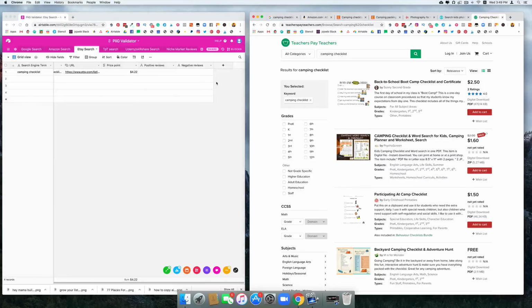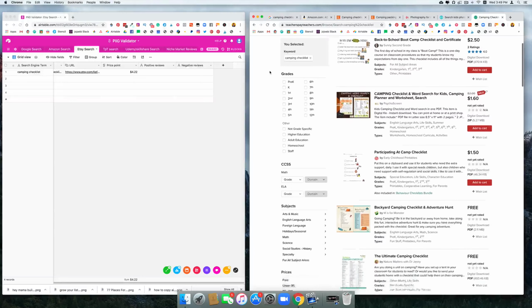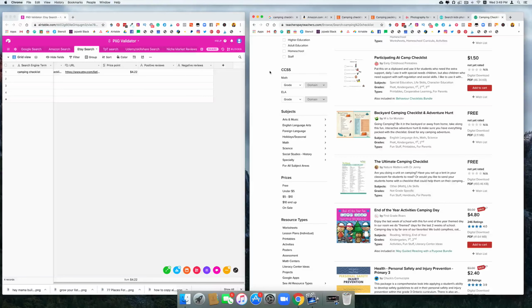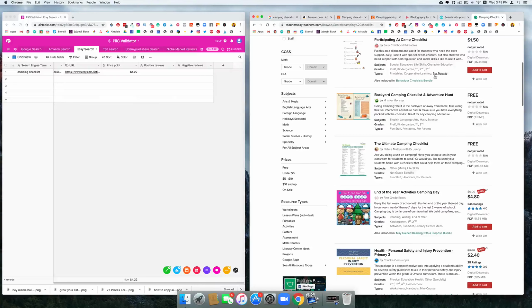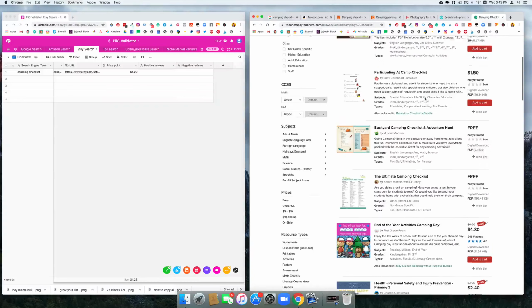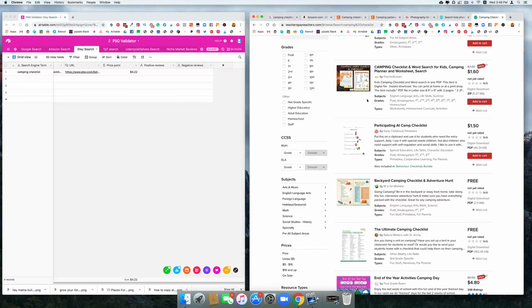And I didn't think there would be a camping checklist, so I was quite surprised when this last list came up. Backyard camping checklist and adventure hunt. So these are a little bit more fun. Word search for kids, camping planner and worksheet.